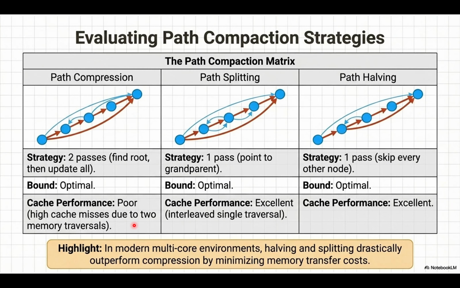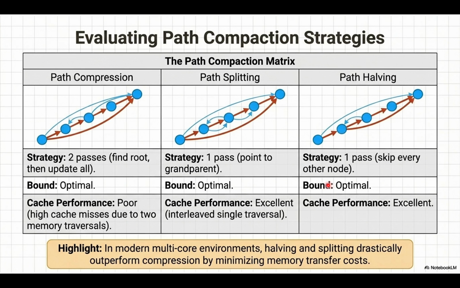So what is the alternative then? Engineers pivot to path compaction strategies, specifically something called path halving. Instead of doing a full compression, path halving simply looks at a node, checks who its grandparent is, updates the pointer to the grandparent, and then moves up the tree. So you just skip every other node on the way up. Right. The brilliance of path halving is that it only requires a single interleaved pass. You read, you update, you move on. You never have to backtrack down the tree.